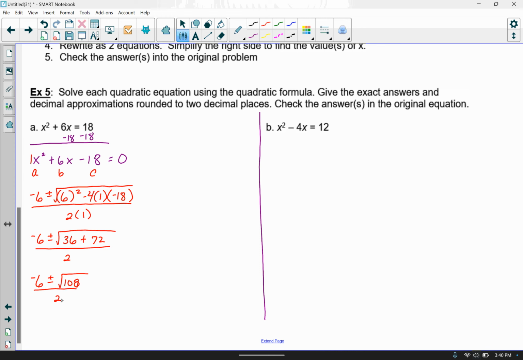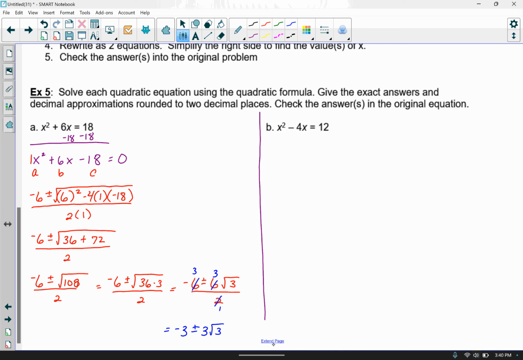All right, we're going to use our techniques for reducing that 108. It's not a perfect square root, but we're looking for the highest number in our list that'll divide evenly into 108. And that would be 36. 36 times 3 will give you 108. Square root of 36 is 6, so it comes outside. 3 stays inside, all over 2. Final answer then, the 2, 6, and 6 are all outside, and they all have a 2 in common. So I'm going to divide each of those by 2, for a final answer of negative 3 plus or minus 3 square root of 3. It's all over 1, but you don't need to worry about writing that.